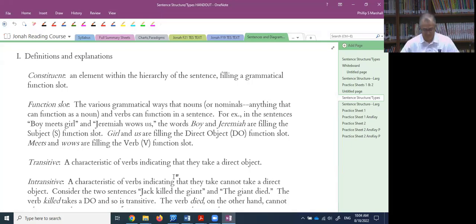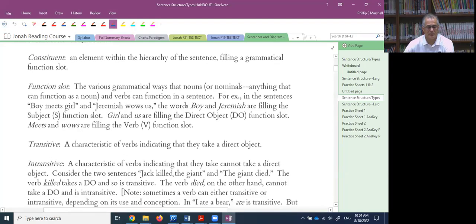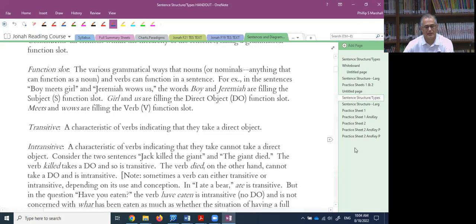What is a constituent? A constituent is an element within the hierarchy of a sentence filling a grammatical function slot. So sentences are made of words and phrases, and those words and phrases can fill grammatical function slots. And so that brings up the question, what's a function slot? This is the various grammatical ways that nouns or nominals, which are anything that functions as a noun, and verbs can function in a sentence.